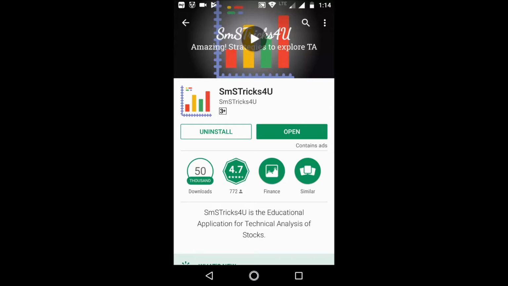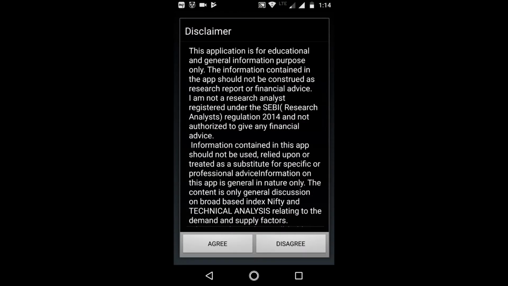Okay, so let me give a brief introduction on SmSTricks4U, like how you can use it. SmSTricks4U is available on the Google Play Store. I've already downloaded it. Those who have not downloaded it can go to the Google Play Store and search for SmSTricks4U. So I'll just open SmSTricks4U. There is a short description over here: this application will be used only for education purposes, and we are not providing any kind of tip or any kind of advisory.